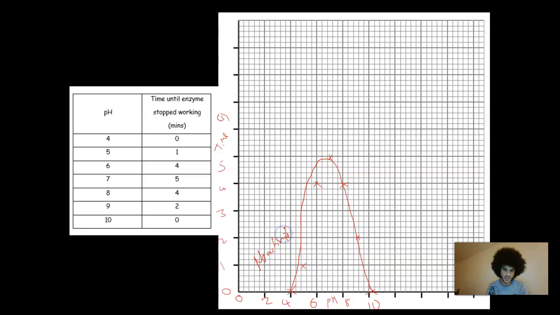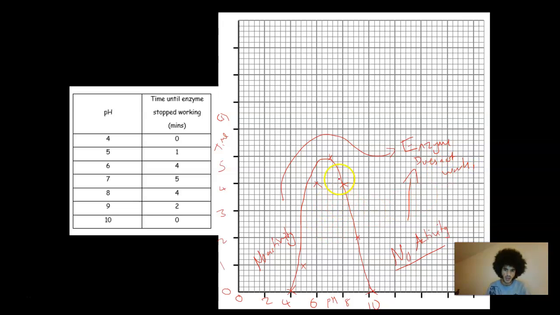So basically that tells you that the enzyme is not working. There's also no activity here. All right, so because there was no activity, it means the enzyme does not work at these pHs, okay? So the enzyme does not work.